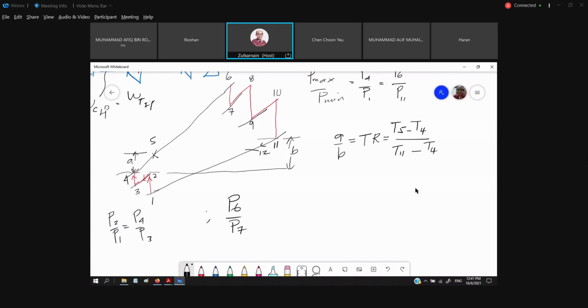Sorry, the overall pressure ratio. The overall pressure ratio is P6 over P11, equal to P6 over P7 multiplied by P8 over P9 multiplied by P10 over P11.